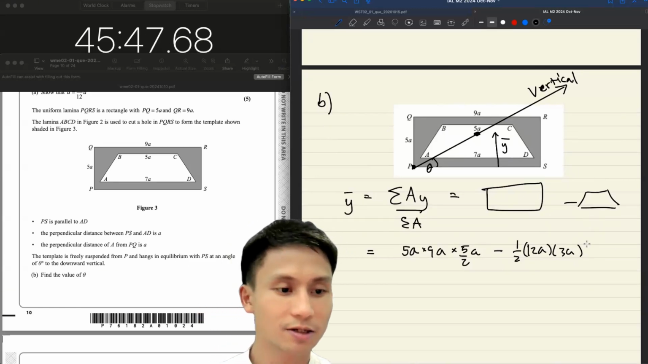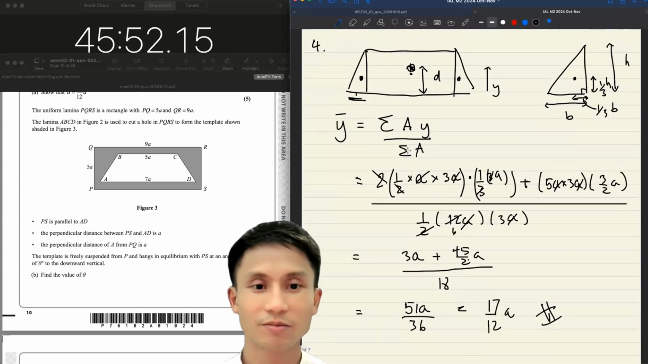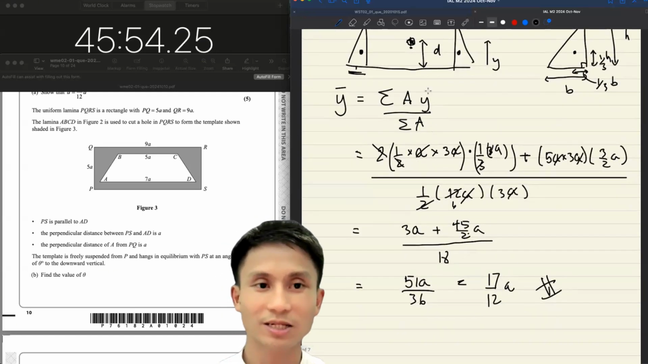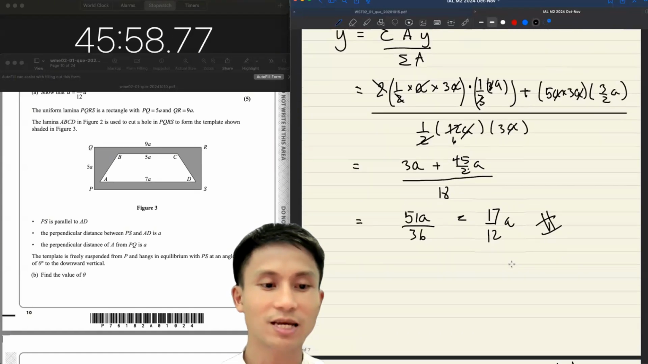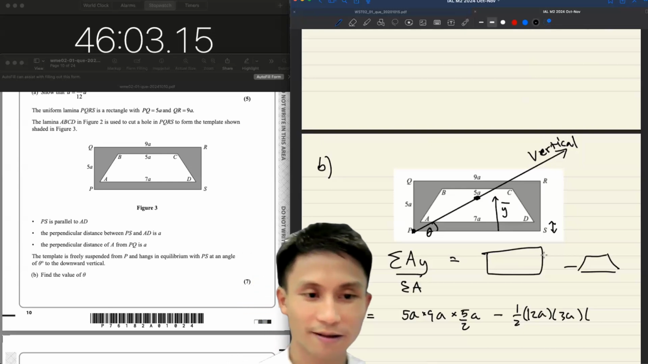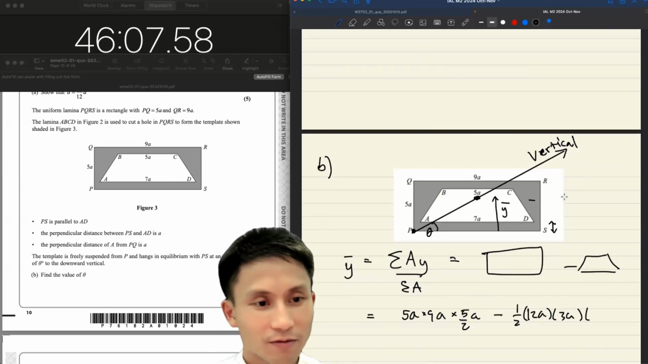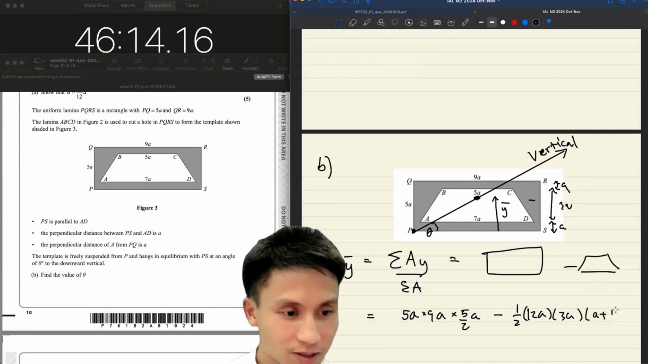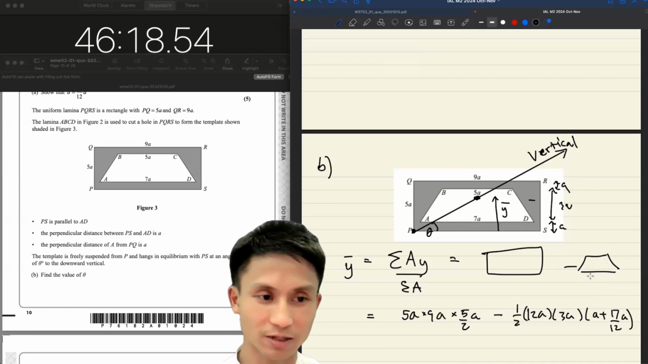And then this is going to have to multiply by the earlier location here, but this is measured from the bottom. You got to be careful, right? So 17 over 12a, but we need to add this bit as well. Okay, so that bit is what? We have 3a here. So that's another a there, another a here. So this is going to be a plus 17 over 12a, right? From the bottom of the big rectangle.